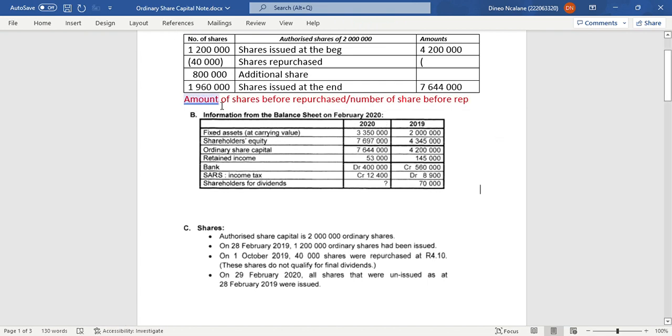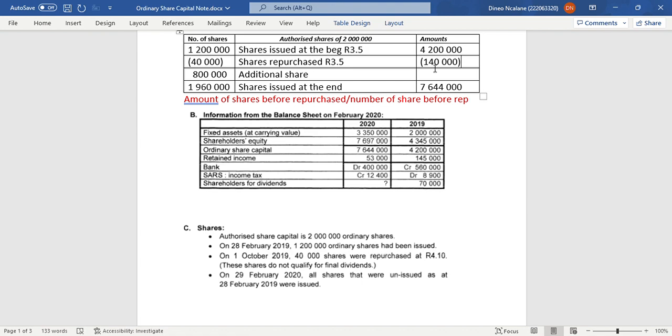It's the amount of shares before repurchase, which is 4.2 million, divided by the number of shares before repurchase, which is 1.2 million. That is going to leave us with 3 rand 50 cents, which is the same amount we are going to use for the repurchased shares. So you are going to say 40,000 shares multiplied by 350 cents, which is going to leave you with 140,000, which is your repurchase price.